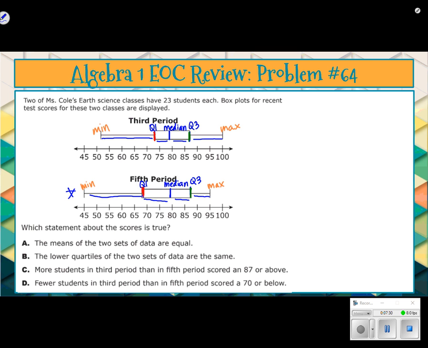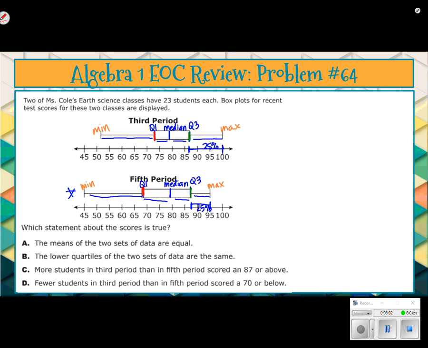More students in 3rd period than in 5th period scored an 87 or above. Well, I'll go ahead and say we haven't talked about this yet, but they have the same number of students. So here probably would be about 87. This would be 25% of the kids. Here would be an 87. This would also be 25% of the kids. So it's not C.